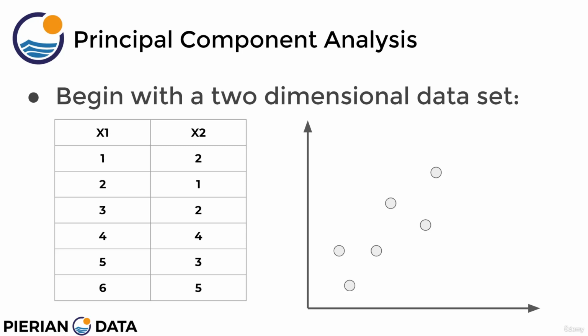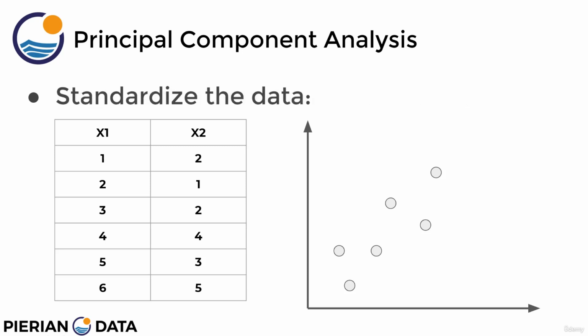So the first step in principal component analysis is to standardize the data. Now we already know how to standardize data using StandardScaler from scikit-learn. But it's important to actually think about what's going on when we perform that standardization. Essentially, all we're doing is we're shifting the mean of the entire data set to 0.